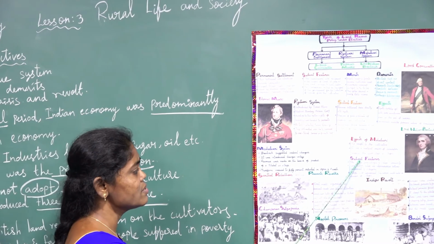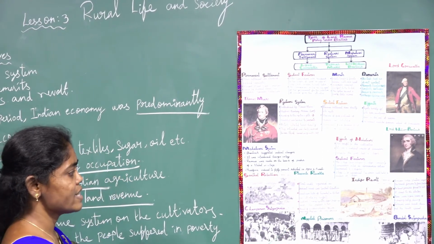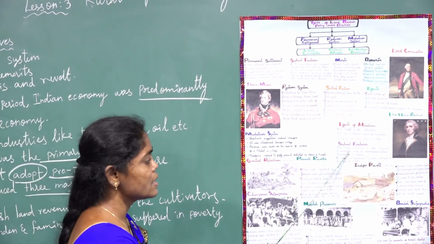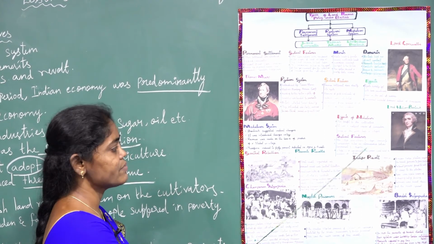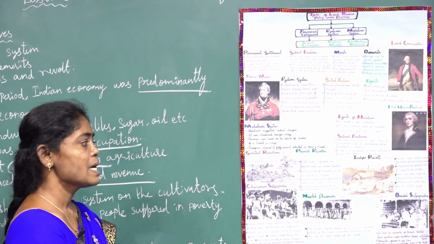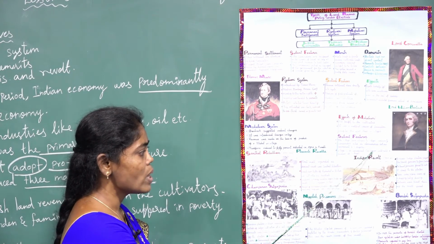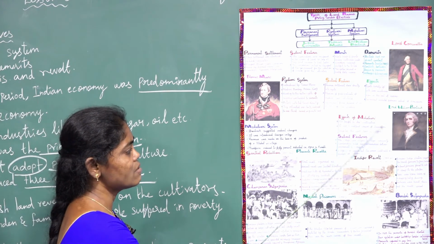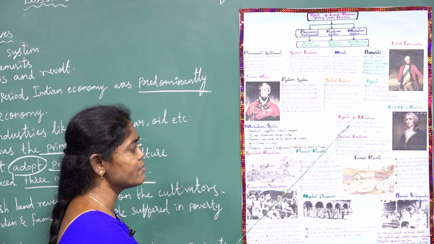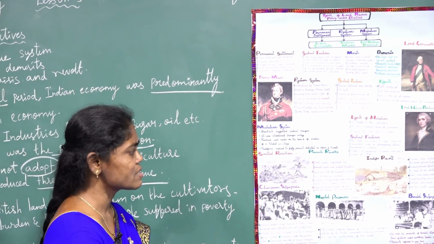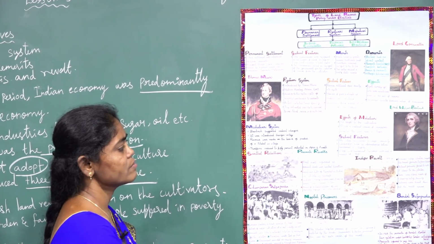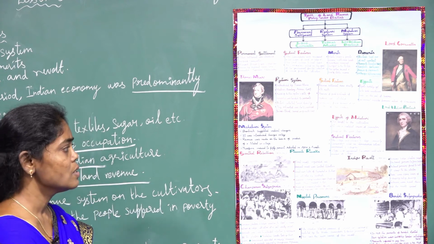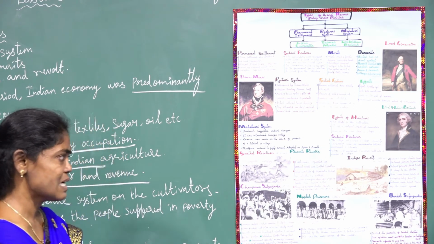We will see the salient features of Mahalwari. The village land belonged to the village community. Lambardar acted as intermediary between government and villagers. The village-wise assessment, one person could hold a number of villages. Effects of Mahalwari: there was no benefit to the cultivators due to this system. It was a modified version of Zamindari and benefited only the upper class in the villages. So these are the effects of the Mahalwari system.